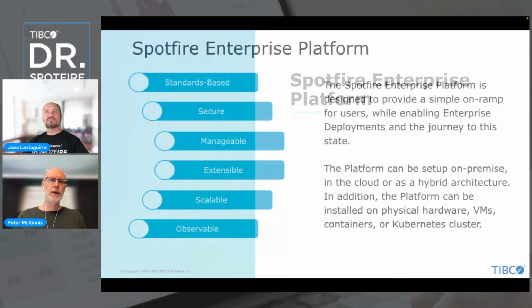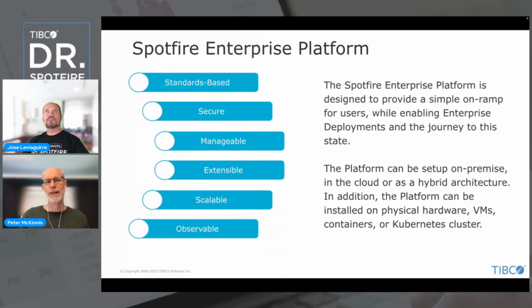So to start off, Spotfire is an enterprise platform. It's based on standards, secure and manageable, extensible, scalable, and observable. As we go through the other sessions, we'll delve into the various aspects of this. We have many customers using Spotfire in an enterprise with tens of thousands of users and many Spotfire reports and analysis files. The platform can be set up on-premise or in the cloud, or we have customers with hybrid architectures. You can also install it on physical hardware, VMs, containers, or in a Kubernetes cluster.